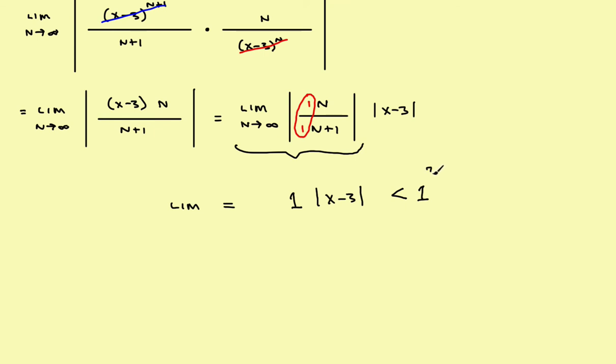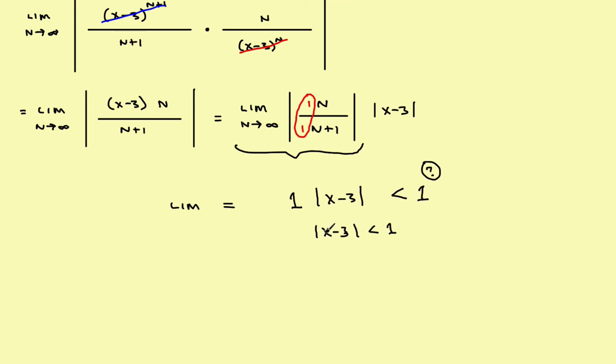And I like to put a little question mark here just to remind me that's what I'm trying to test. So now the question is this. For what values of x is this thing less than 1? So what you've really got here is this 1, you can just forget about it. It's like having the absolute value of x minus 3 is less than 1.